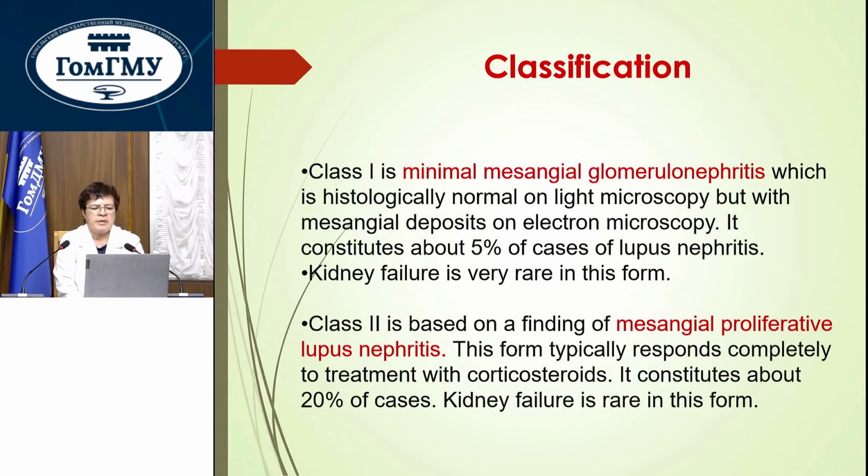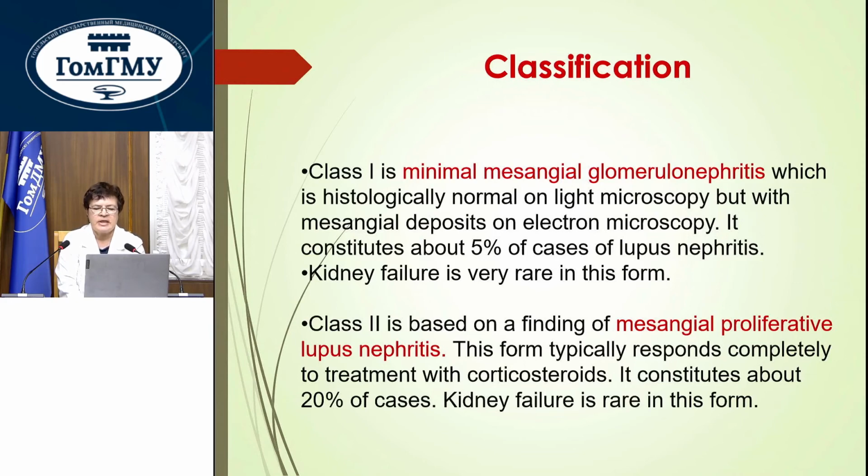Classification. Class 1, or first class, is minimal mesangial glomerulonephritis, which is histologically normal on light microscopy, but with mesangial deposits on electron microscopy. It constitutes about 5% of cases of lupus nephritis. Kidney failure is very rare in this form.